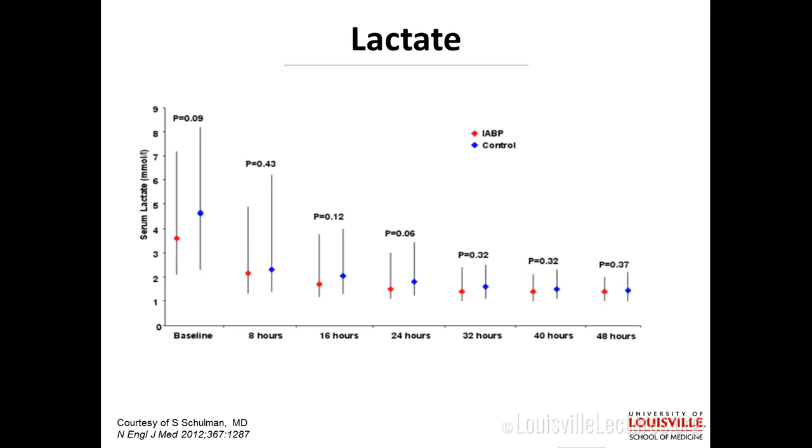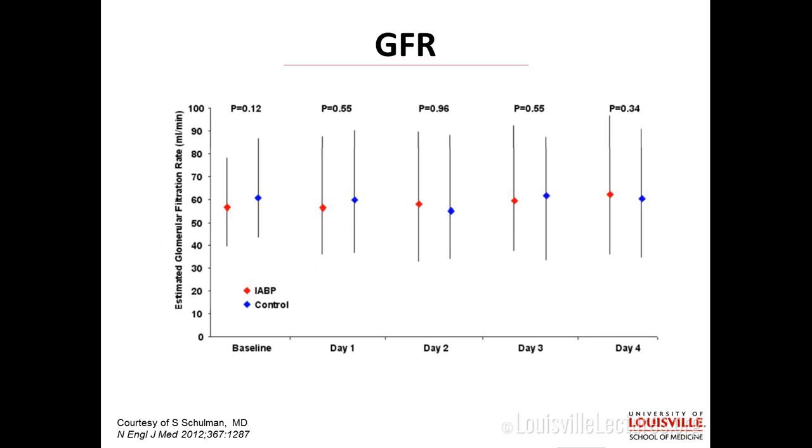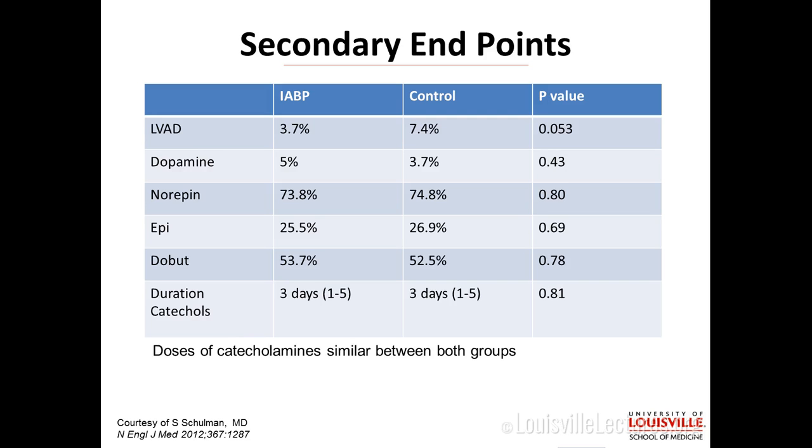Then if you look at, okay, well, but did they get better? Did their body get better faster? No difference in lactate levels, no difference in GFR. And if you look at pretty much anything except for L-VAD, no difference in how much catecholamine or inotrope they needed, no difference in how long they needed the inotrope support. Remember I told you it doesn't actually provide cardiac output, so this makes sense. They still needed all that inotropic support. There was a trend towards more people needing a VAD in the control group. That we don't have an explanation for.